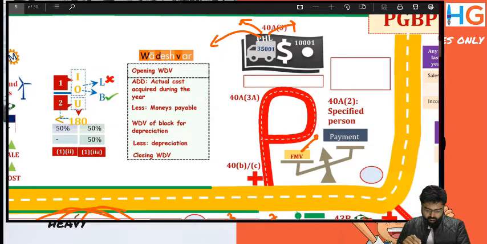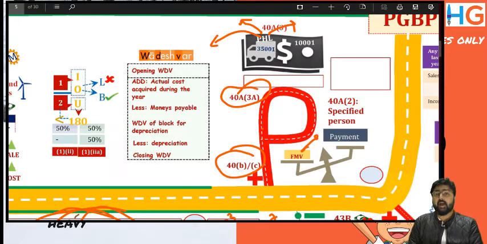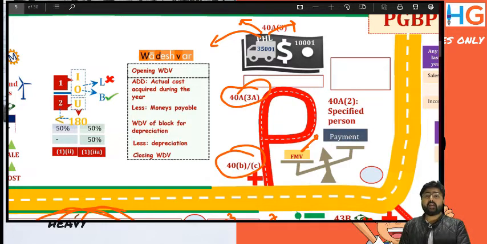There are certain more disallowances, like 40B. We'll be discussing that in assessment of various entities. 40A(3) says that if you have made payment in cash, it will be disallowed. Actually, it doesn't say cash. It says any mode other than account payee cheque, account payee draft, or ECS. And Rule 6DD also provides that if payment is made through debit card, credit card, or other banking channels through which the recipient can be traced, then the disallowance will not be made.